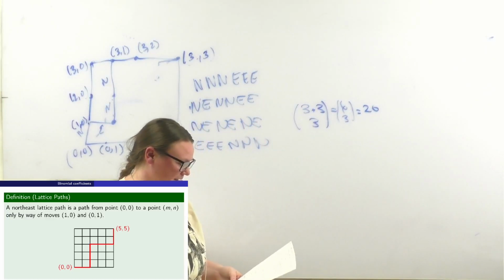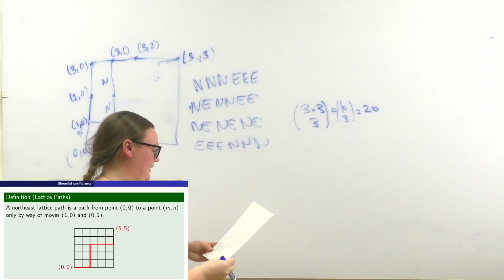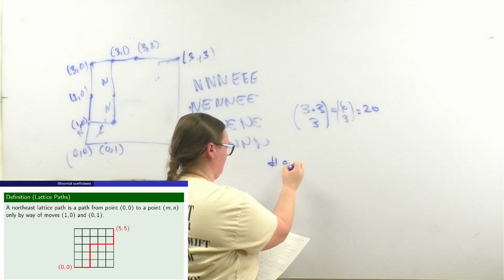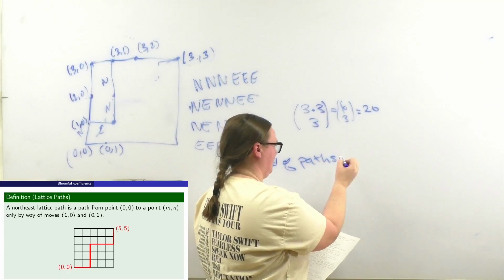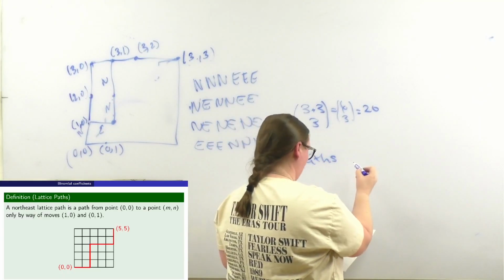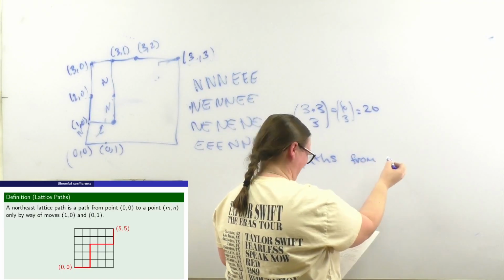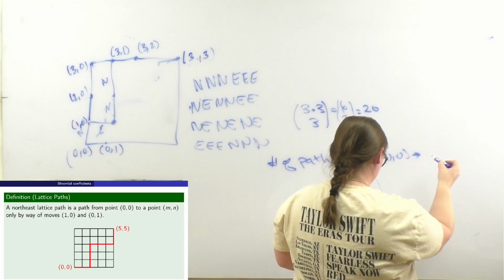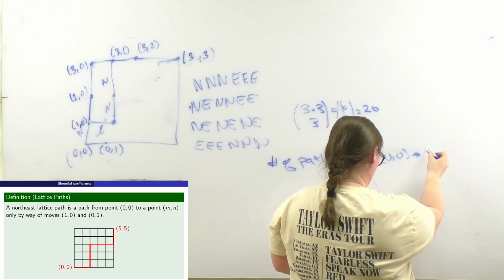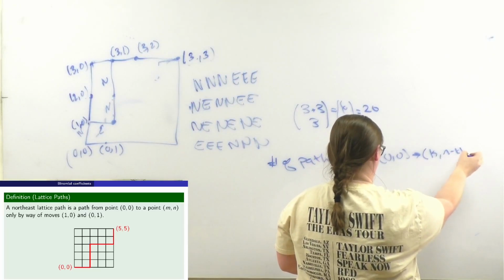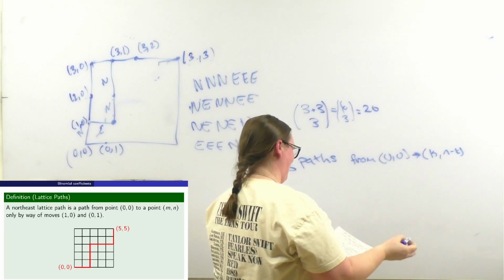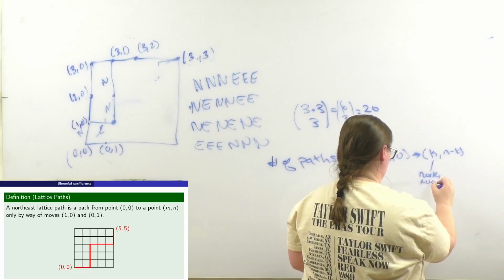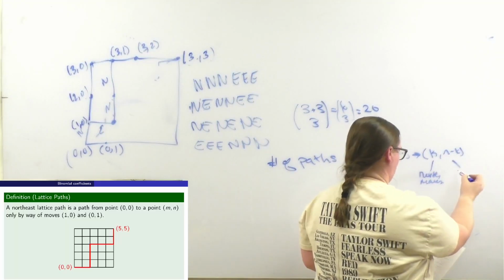Okay, so in general, to get to a point somewhere on here, the number of paths, or walks, or Euler's tours, I guess, from 0, 0 to K and N minus K, where K is north moves and N minus K is east moves.